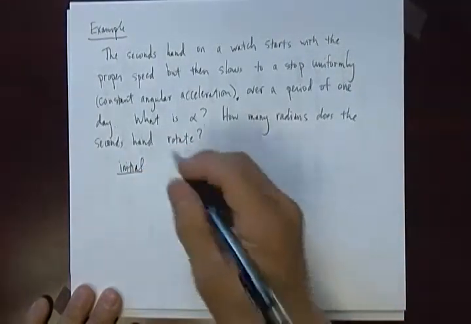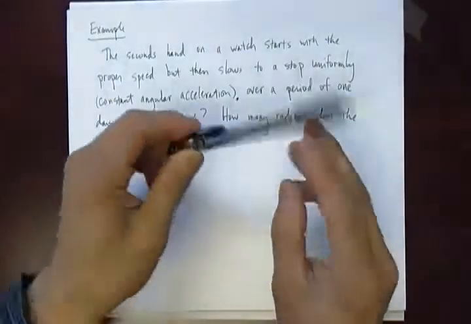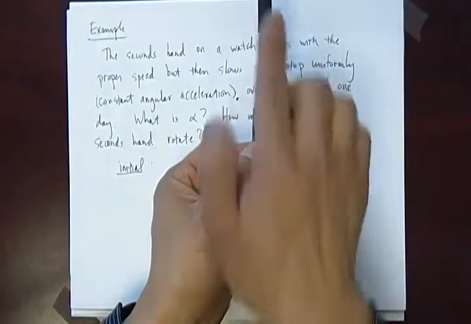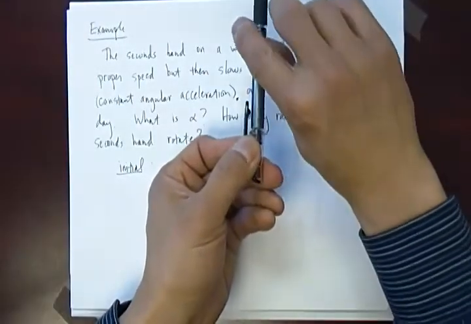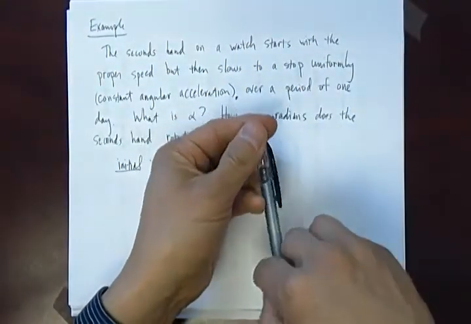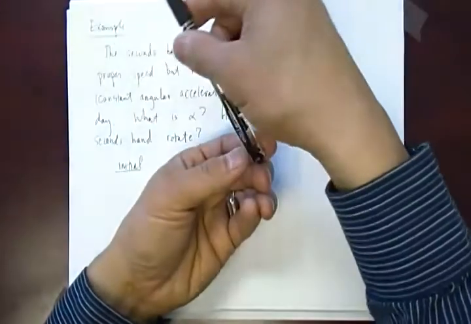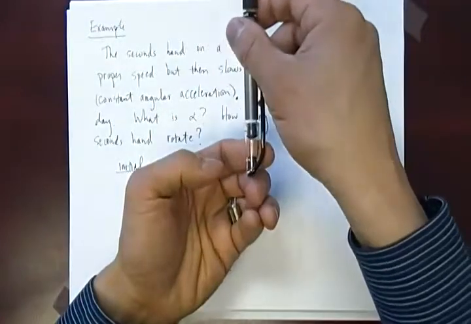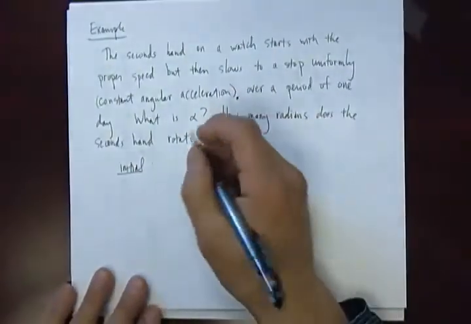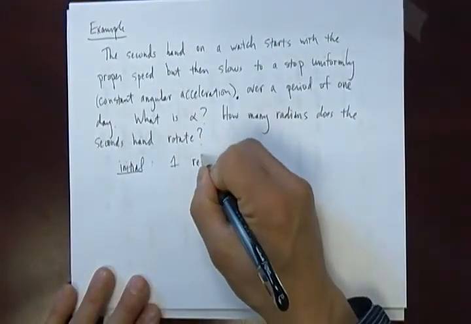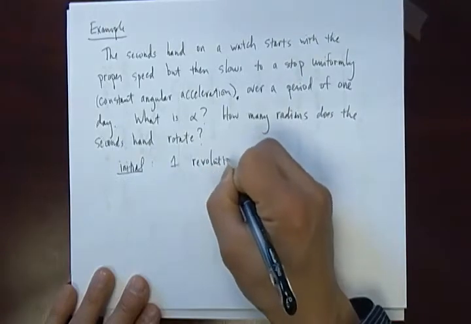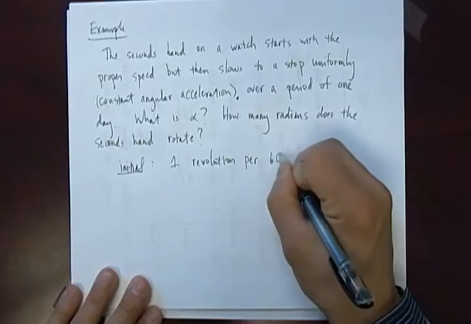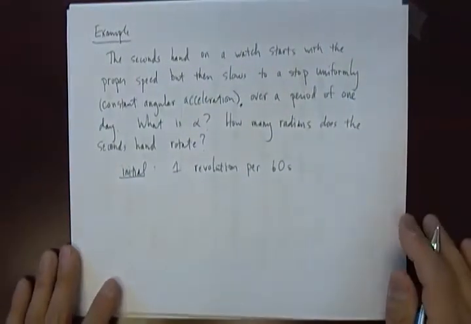So let's consider what's going on initially. This is a second hand on a clock, so it starts off at 12 o'clock, pointing towards 12, and it rotates like this. Okay, goes to 6, and then goes back up to 12. So it does one rotation in the time of 1 minute. That's what a second hand is supposed to do. So you have one rotation per 60 seconds, 1 minute.